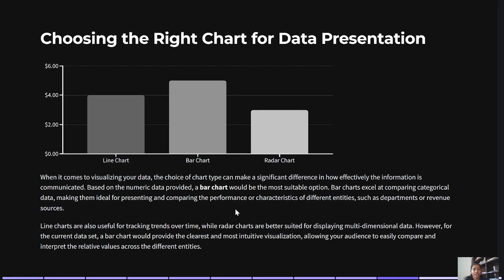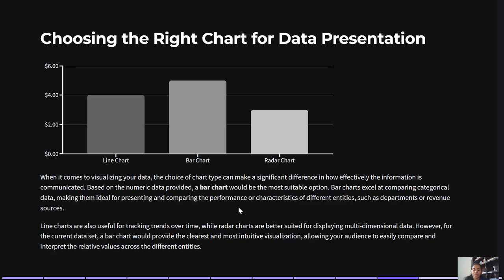Choosing the right chart for data presentation. When it comes to visualizing your data, the choice of chart type can make a significant difference in how efficiently the information is communicated. Based on the numeric data provided, a bar chart would be the most suitable option. Bar charts excel at comparing categorical data, making them ideal for representing and comparing the performance or characteristics of different entities, such as departments or revenue sources.